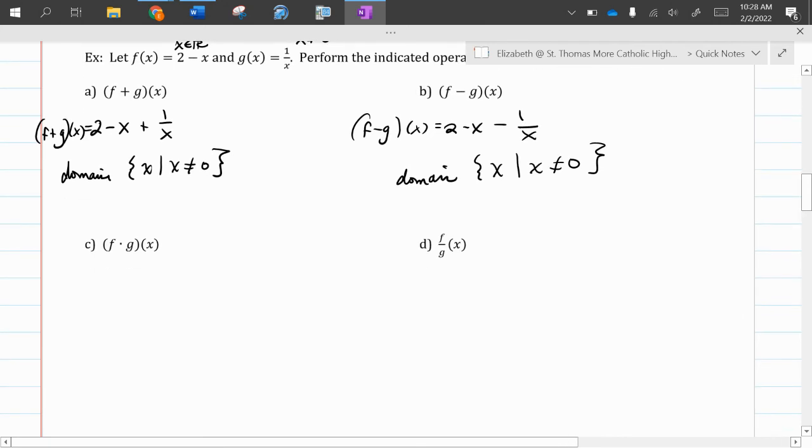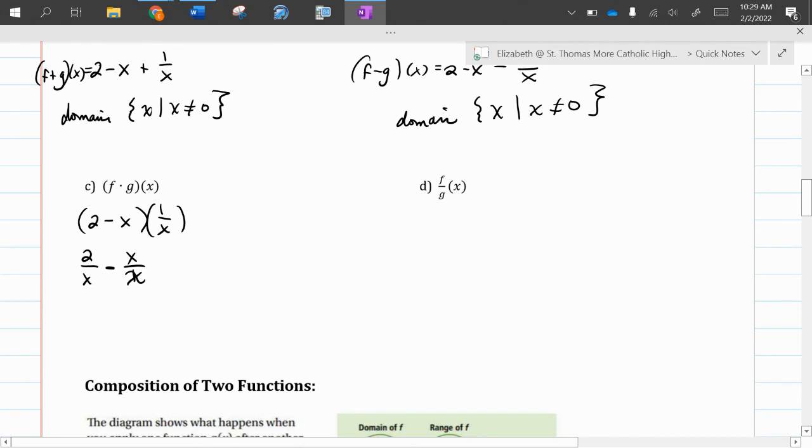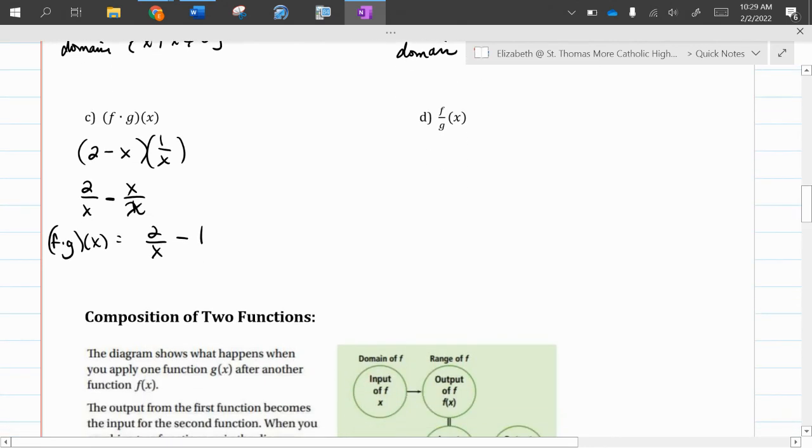Okay, now let's multiply. So we're going to do 2 minus x times 1 over x. So I'm going to distribute. So I've got 2 over x minus x over x, which is 2 over x minus 1, isn't it? Okay, so there's my f times g. And the domain, once again, everything except 0.